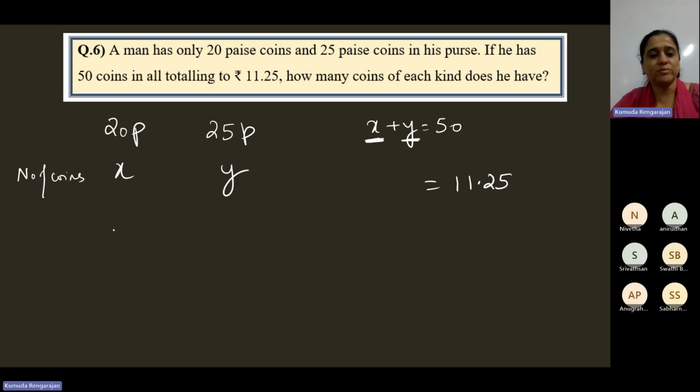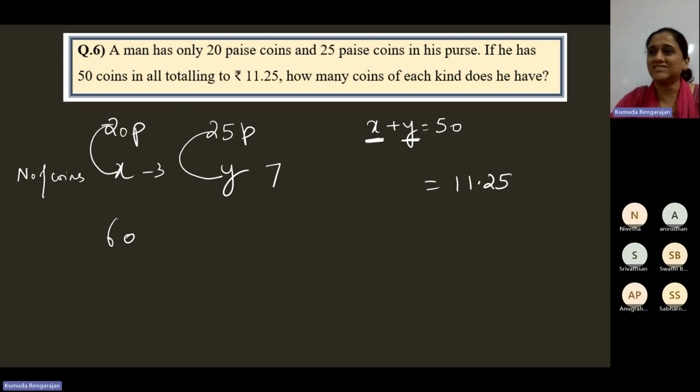So supposing you have 3 20 paise coins. What's the value? 60 paise. 20 into 3. Supposing you have 7 25 paise coins. What's the value of money? 25 into 7, 175 paise or 1 rupee 75 paise. So if you multiply these two, you'll get the value of money.